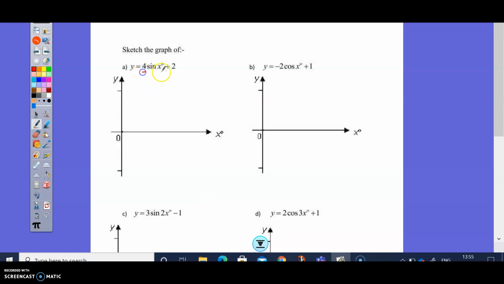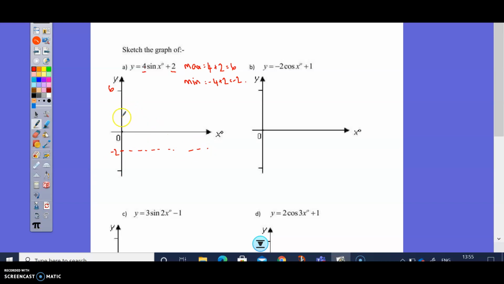If I'm looking at 4 sine x plus 2, now that would normally go up to 4, but I'm adding on 2, so my maximum value is 6. It would normally go down to minus 4, but again, I'm adding on 2, so it only goes down to minus 2. So if this is 6 all the way up here, then that's going to be my minus 2 down there. Oh, that was a really bad straight line. Now a sine graph normally starts at 0.